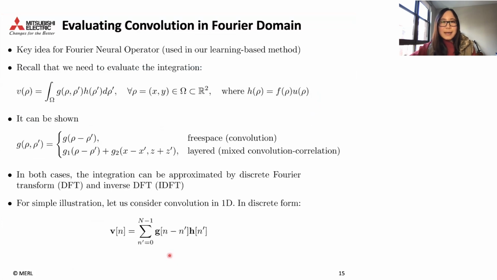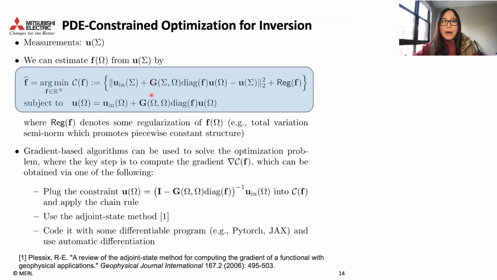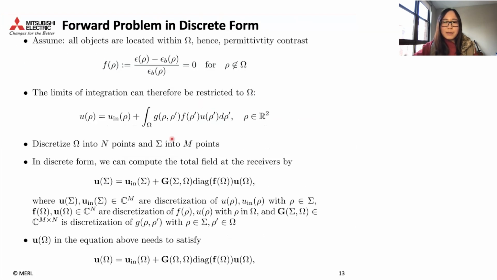Here, this looks like an implementation detail for our method, but actually this is the key idea for the Fourier neural operator that we will be talking about in our learning-based method. It is like this. I'm writing the matrix representation for this. Recall that this matrix representation is to compute this integration, right?